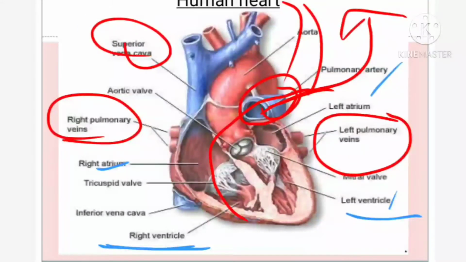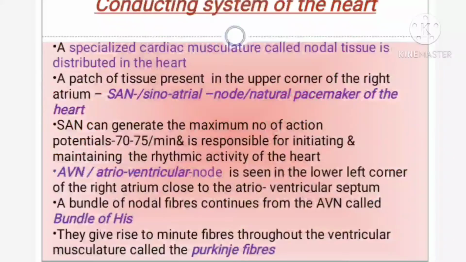Okay. Now the conductive system of the heart. Okay. So the heart is beating, but the heart is beating because it is regulated by some activities of the nervous system.